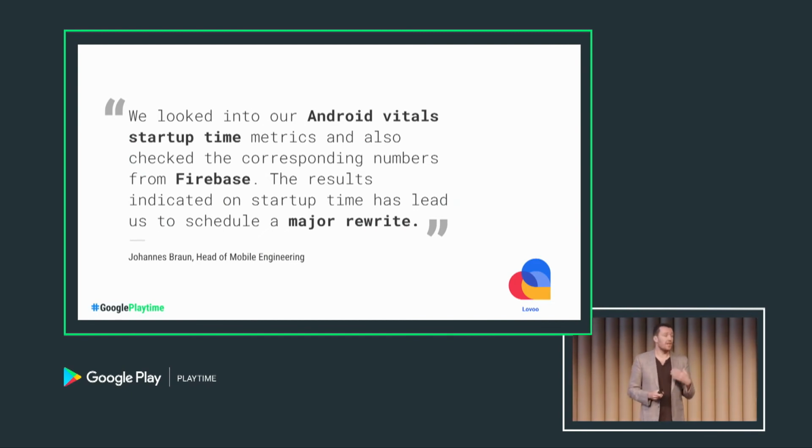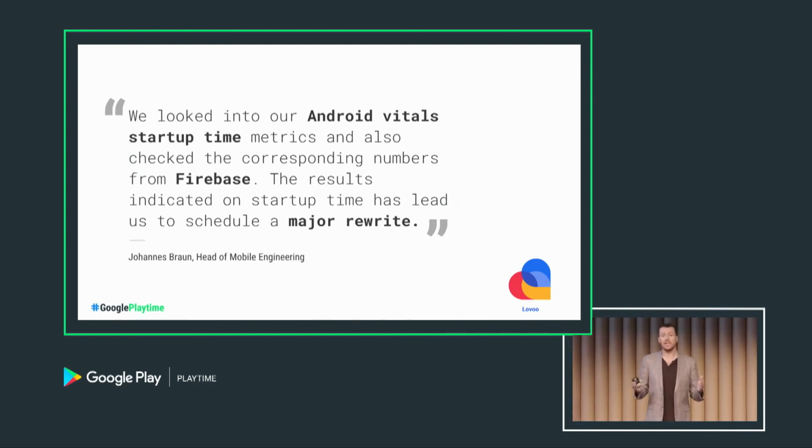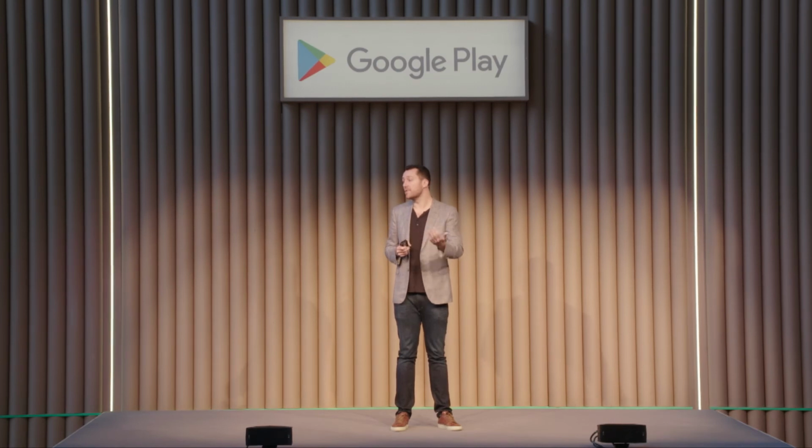Startup time is really important, and Android Vitals measures the startup time from when the app is first interactive. Now, there's a lot of other parts of your application that you might consider, and that users might consider, to be part of the startup as well. And so the Lovo team used Android Vitals and Firebase performance monitoring to be able to understand how the performance was throughout the whole lifecycle. And what they found is that their actual performance was terrible.